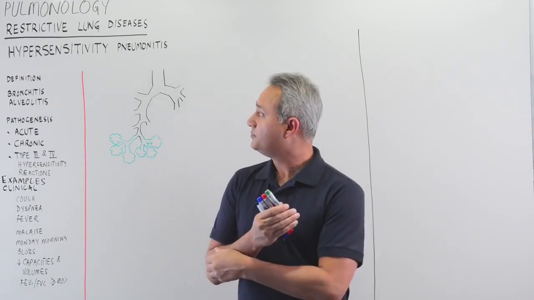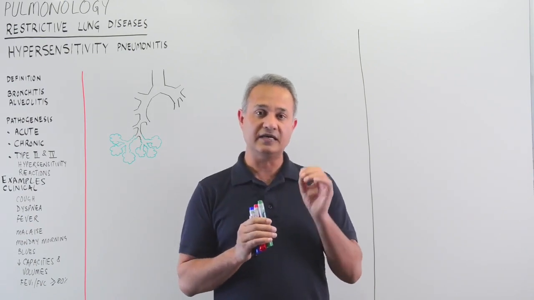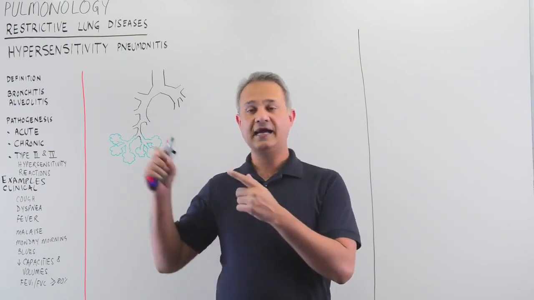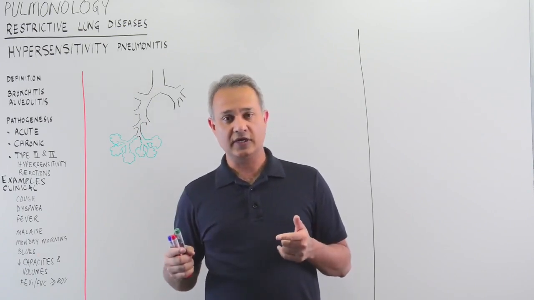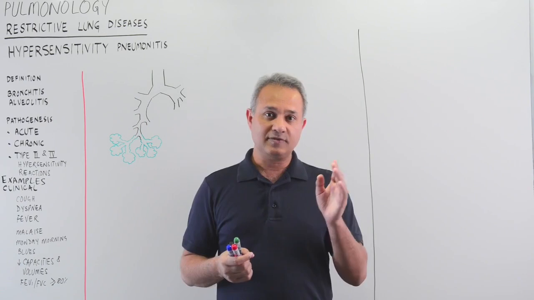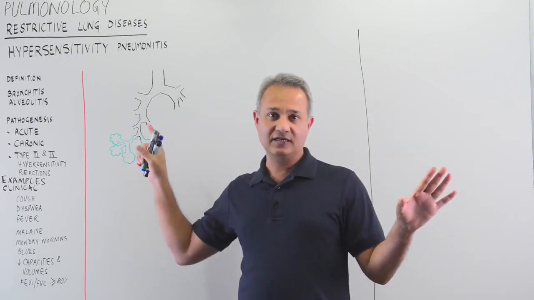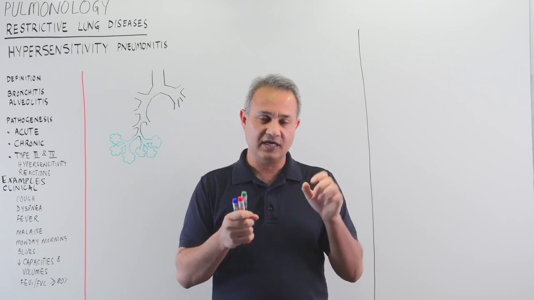So now, what is the difference? Remember that asthma is also an allergic disease, and hypersensitivity pneumonitis, we just talked about, is also an allergic disease. So what is the difference between them? One, asthma is obstructive, this is restrictive. Second, why is that? I mean, what happened?